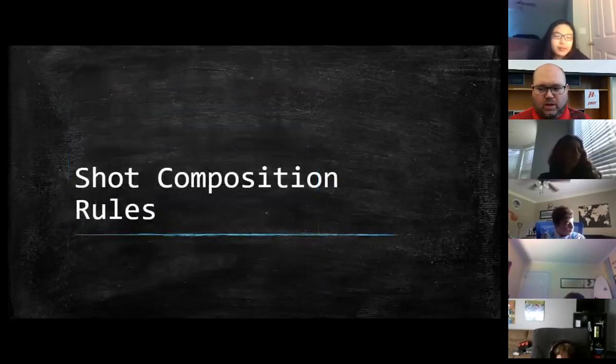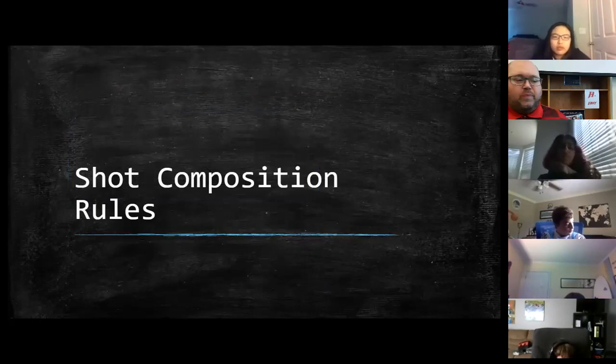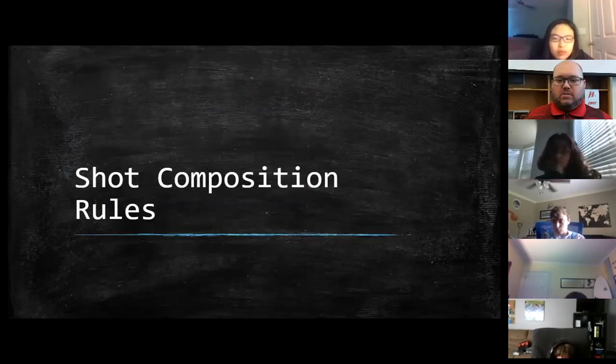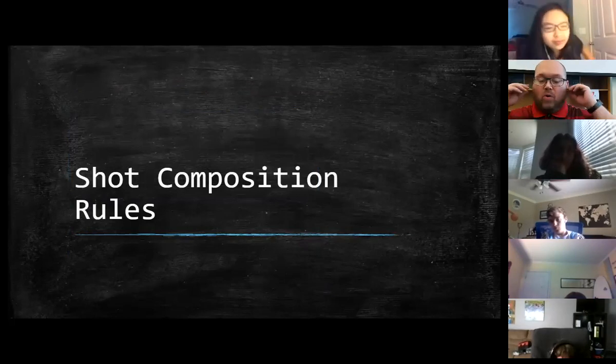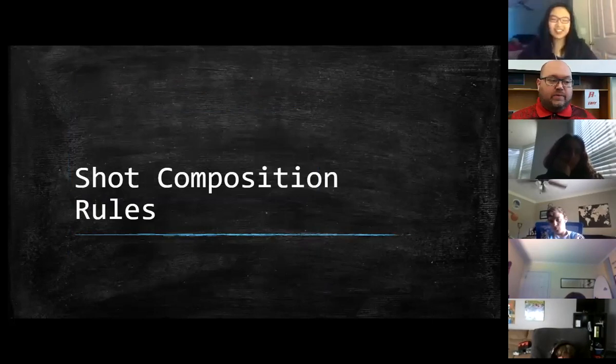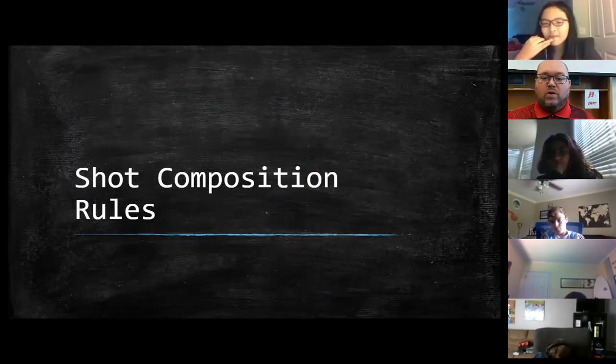Okay? Now that we know the different shots, and we know the different angles, and by combining them we get a great deal more variety out of it, how do we make our shots look as good as possible? Okay, so what we're going to go over now are the 2 shot composition rules.